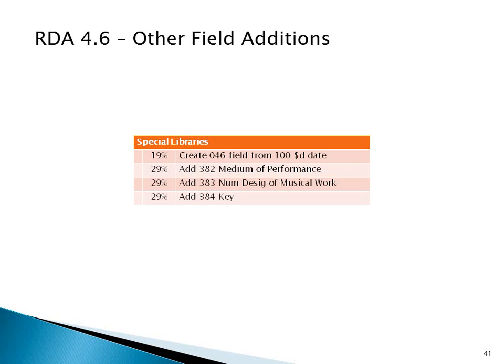But adding the 38X fields can be very useful for libraries with large music collections. And that's somewhat reflected here by these results, by which I mean that our libraries that have enriched their records with RDA elements also tend to not have large music collections. But still, roughly a third of our libraries are adding these 38X fields.